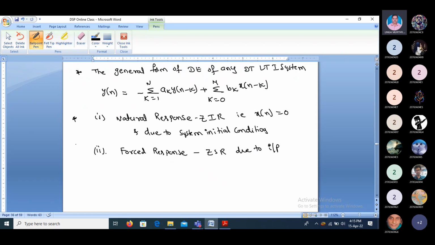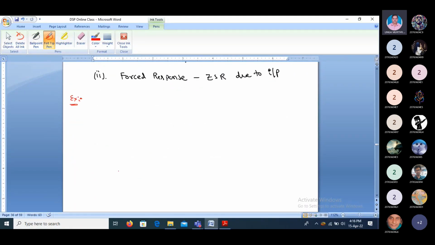Now we will go for one example problem directly. With the help of the example problem, we get the complete idea of how to solve the problems. So if you have notebooks, please note down that problem. Determine the natural response and forced response.